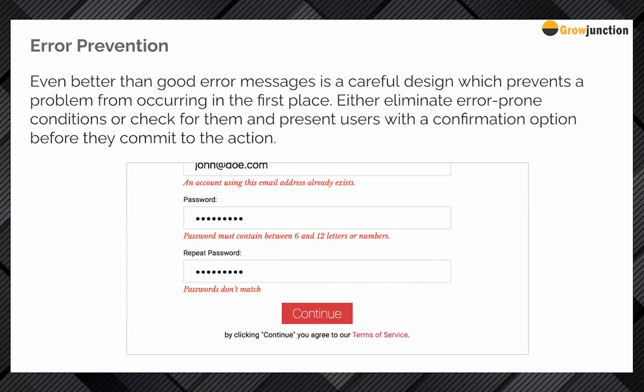Next is error prevention. So let's say we know that a customer might make a certain error at a particular point in the user journey. We should try to eliminate those errors instead of making the customer fall in that place and then try to correct himself. So for example, here in the password field, as soon as the customer fills in the password, at that time itself, we can show that the password must contain between 6 to 12 letters or numbers.